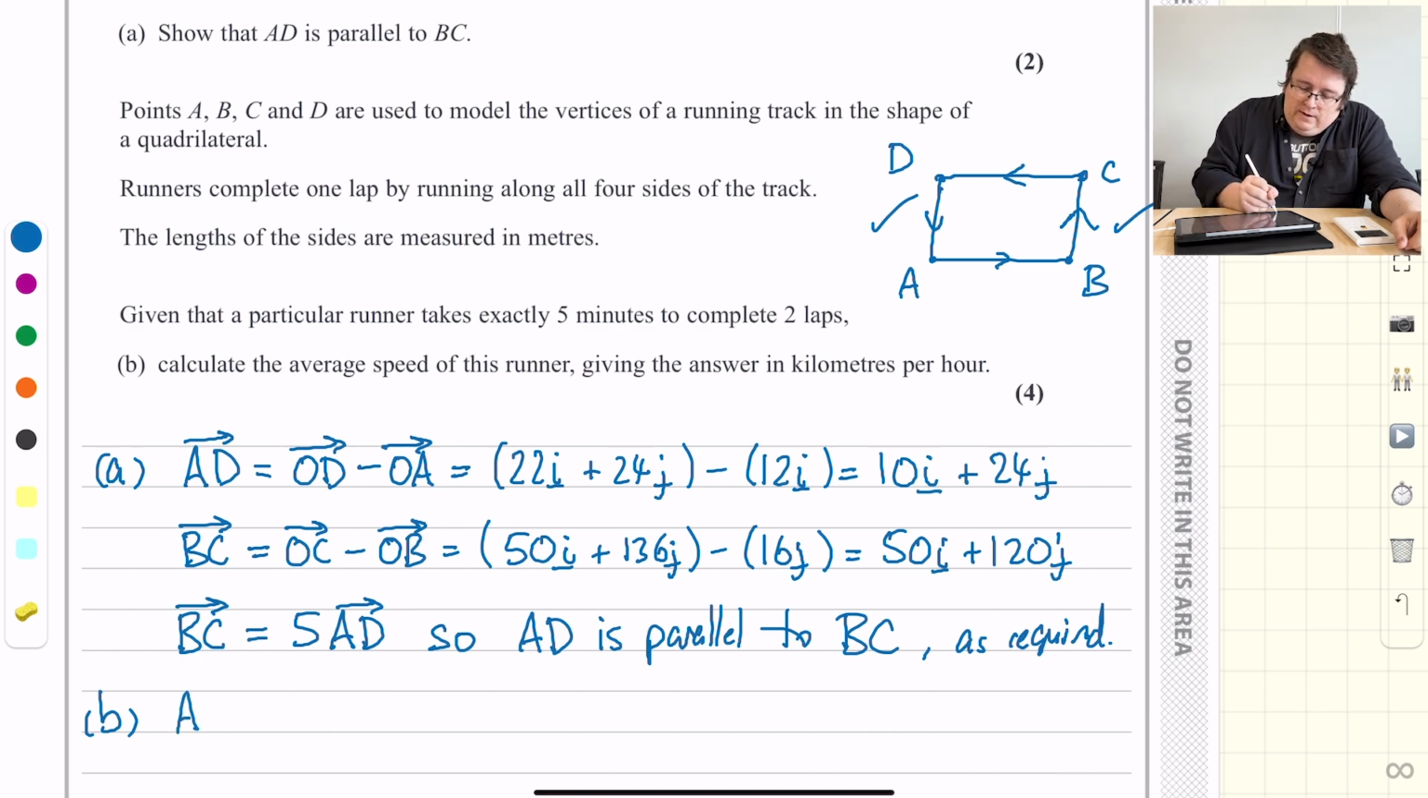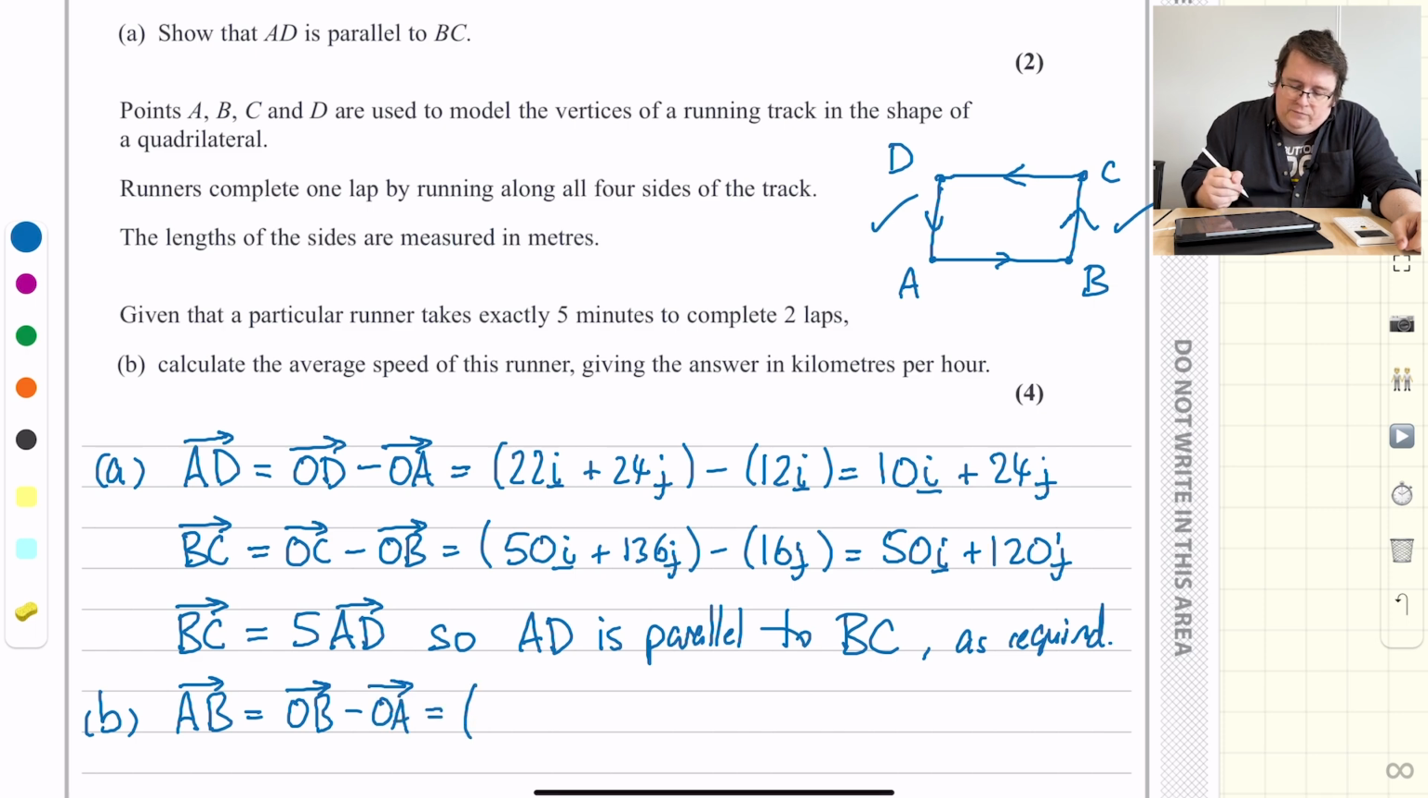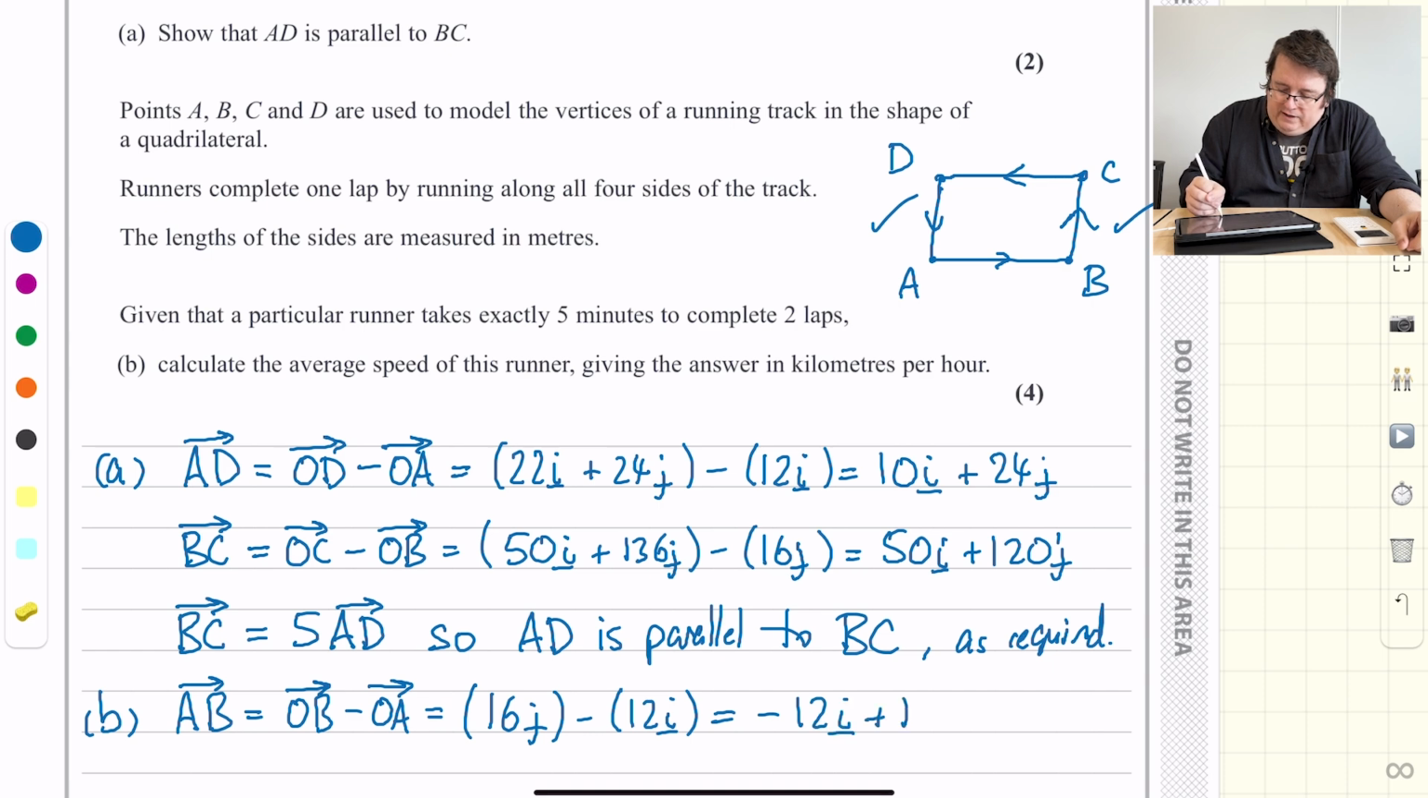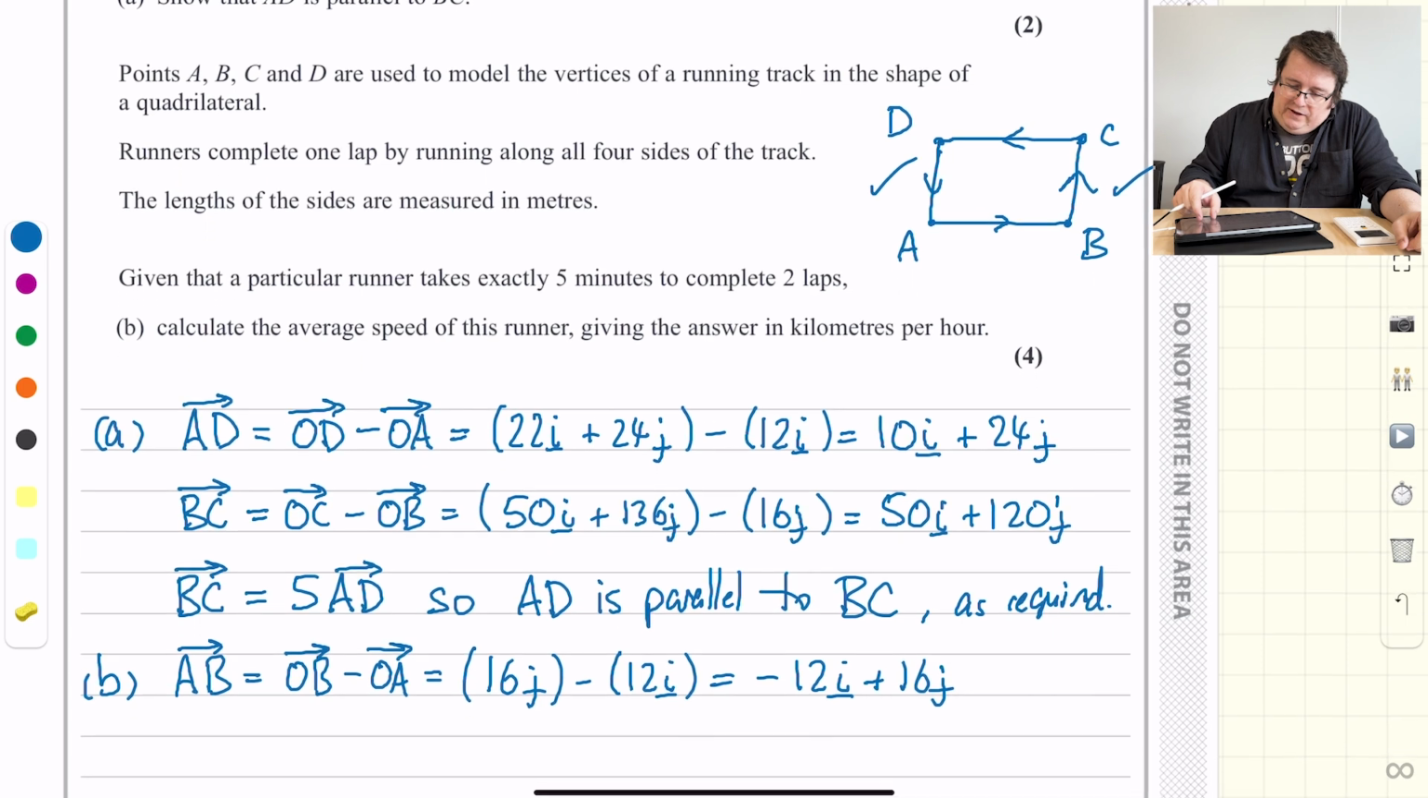So AB is going to be equal to OB minus OA. So OB is 16j and OA is 12i. So that's minus 12i plus 16j. Okay, now I need to find CD.